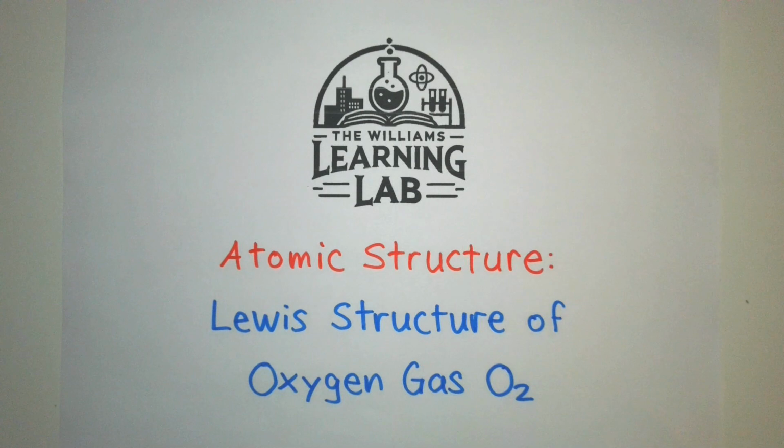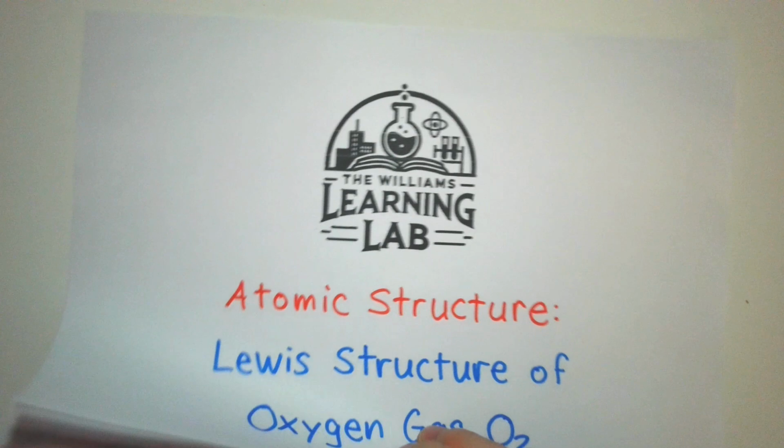In this video we're going to learn how to draw the Lewis structure of oxygen gas, that is O2, and we're going to be using the method of counting the number of unpaired valence electrons to determine how many bonds are going to be made. Alright, so let's go ahead and get started.